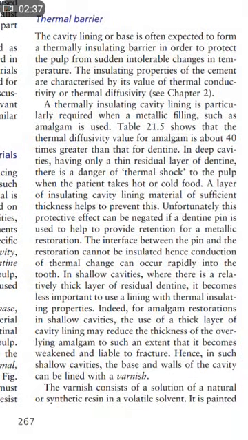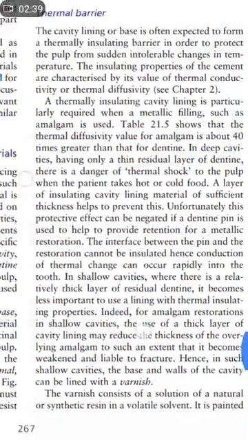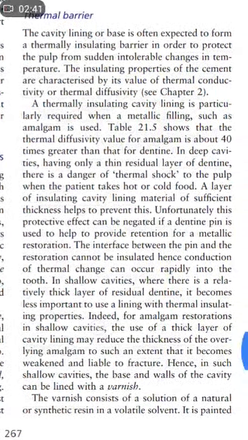Thermal barrier. The cavity lining or base is often expected to form a thermally insulating barrier in order to protect the pulp from sudden intolerable changes in temperature. The insulating properties of the cement are characterized by its value of thermal conductivity or thermal diffusivity.